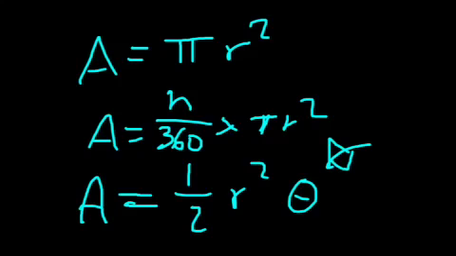Has to be in radians. You don't need to put your calculator in radians mode to do this. So I'll just put this up here again: A equals 1/2 r squared theta. You just need to know how to convert. If you're going to use this method, you need to know how to convert from radians to degrees. Let's get this up here.